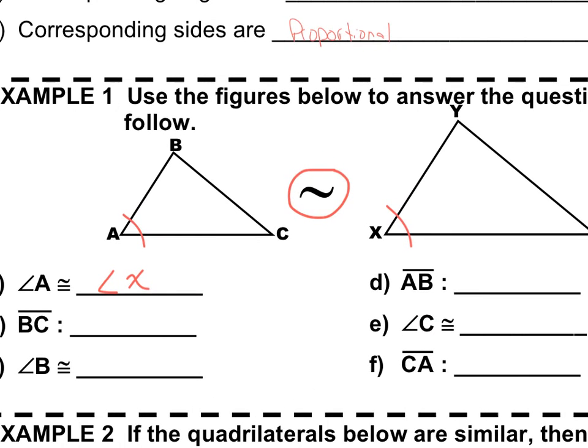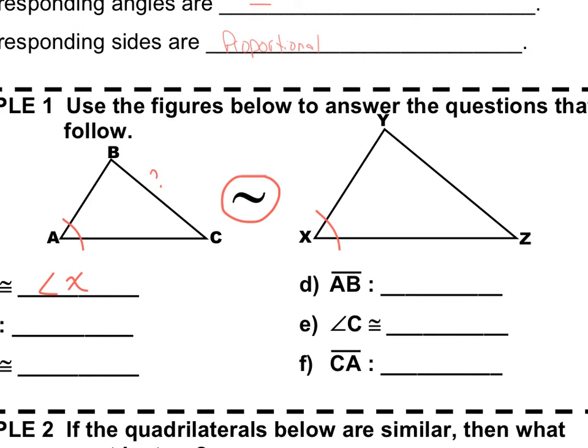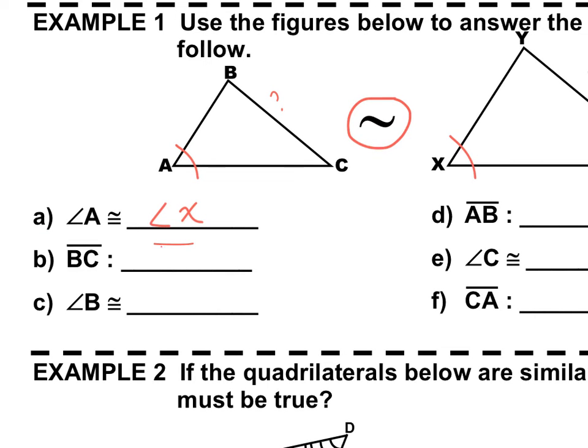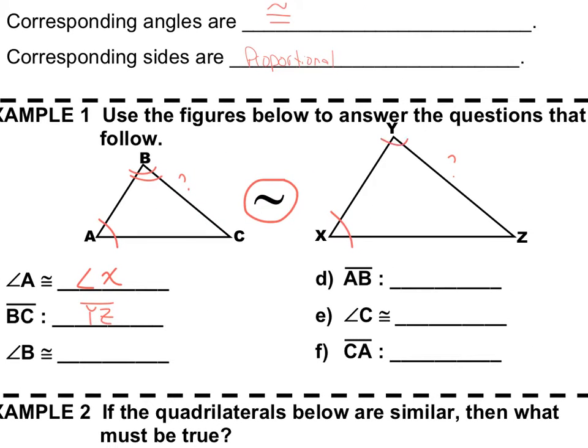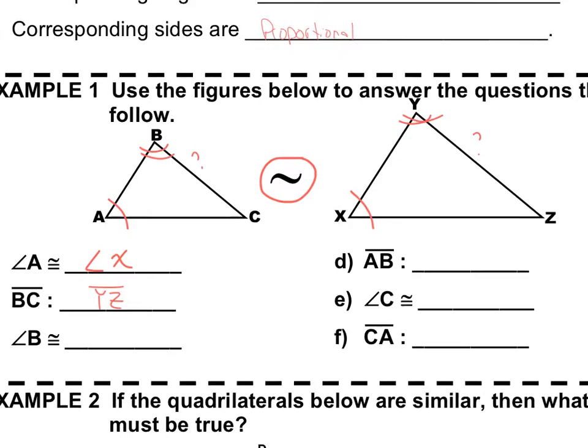I have side BC. Well, this is side BC over here. I probably shouldn't put that. I'll just put a question mark. Well, the corresponding side to that would be this one over here, which would be segment YZ. Then we have angle B up here. Well, the corresponding angle to that would be in the same relative position, which would be over here, which is angle Y.